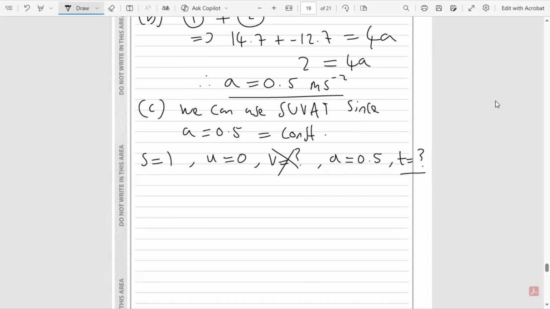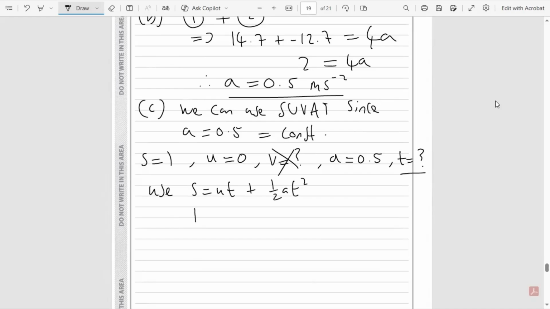Okay, so remember with SUVAT equations, if we have three numbers from SUVAT, we can then calculate one of the other variables. So we have S, we have U, we have A, we have T. What is the equation from the formula book that does not have a V in it? Well, it's this one. It's S equals ut plus half at squared.